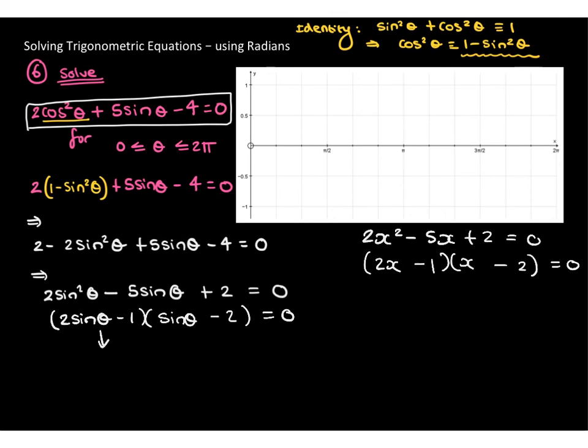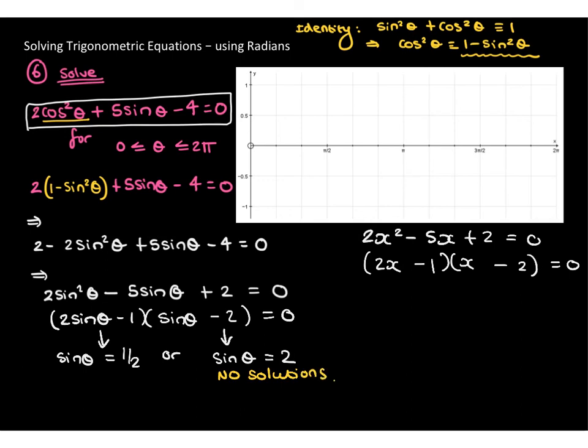Now from here we get two options: sine theta equals a half, or the other option, sine theta equals 2. Now the second option we need to rule out straight away. We know the sine graph only goes up as high as 1, so there are no solutions to this second equation here, so make sure you rule that out straight away.